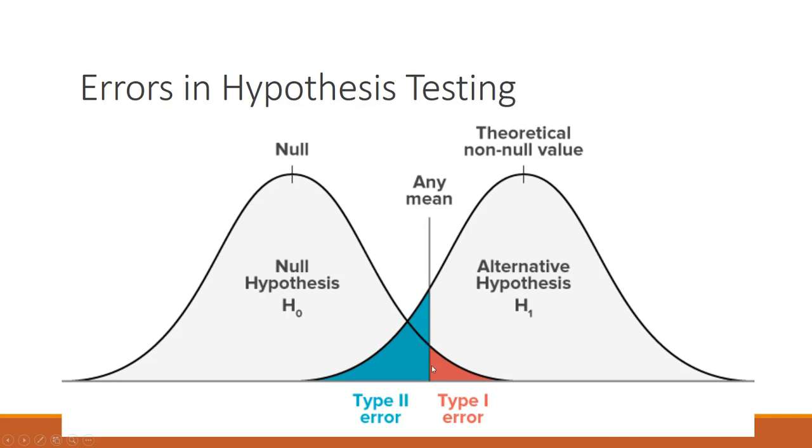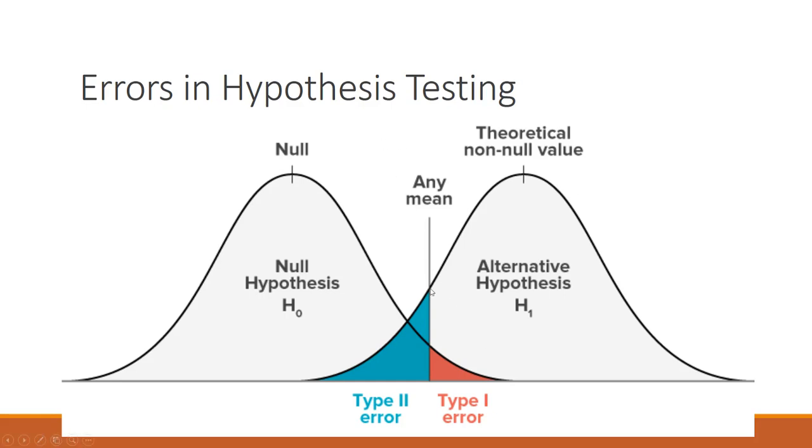Now, if we wanted to reduce the type 1 error, we would set our critical value farther to the right. And that would reduce the probability of committing a type 1 error. But now, what is the probability of committing a type 2 error? Now remember, a type 2 error is when we fail to reject the null when in fact the null is false, or the alternative hypothesis is true. So let's think about that.